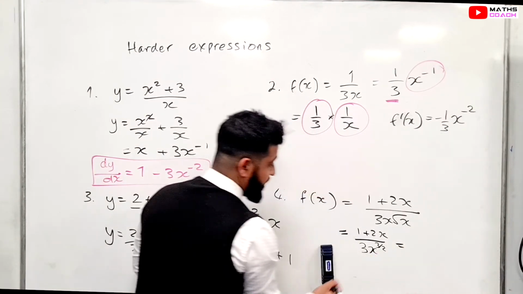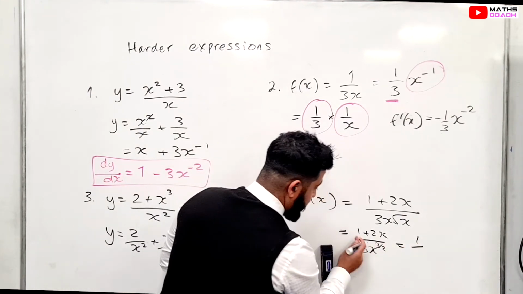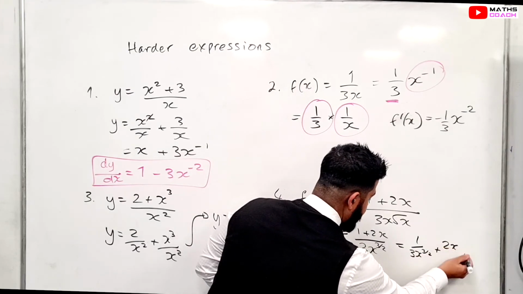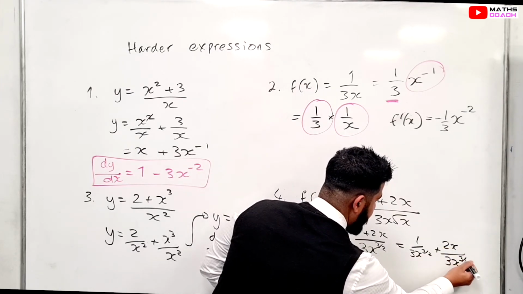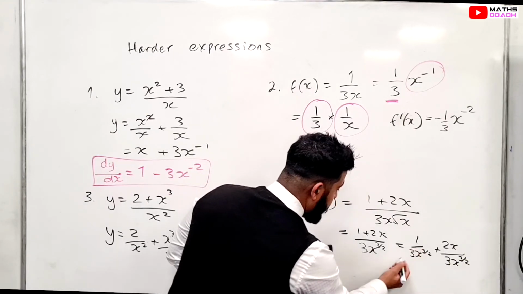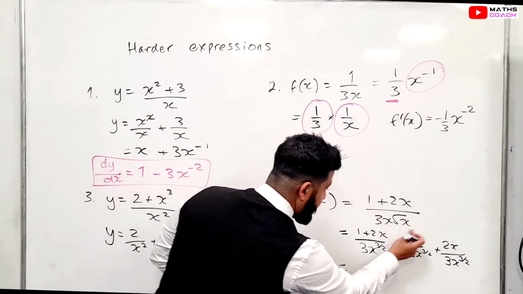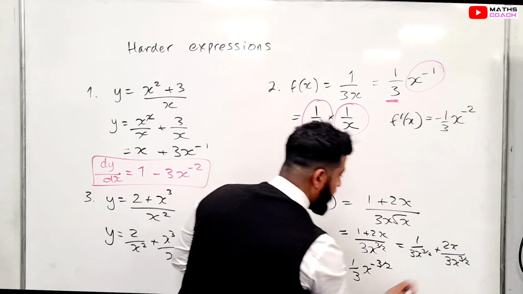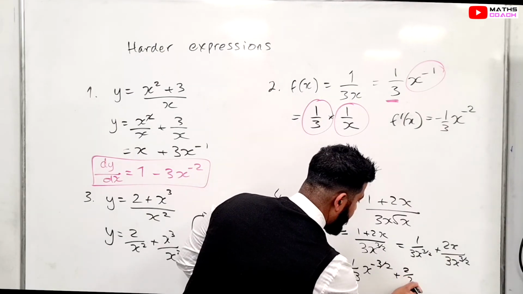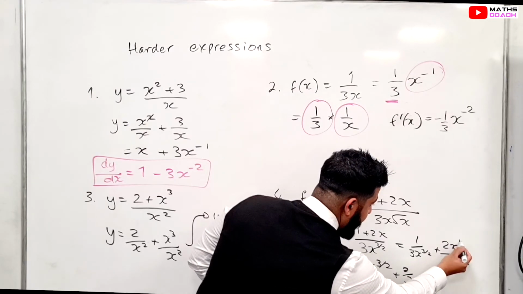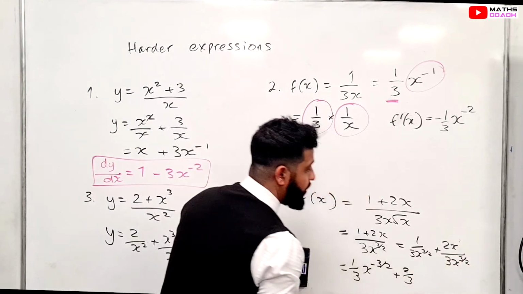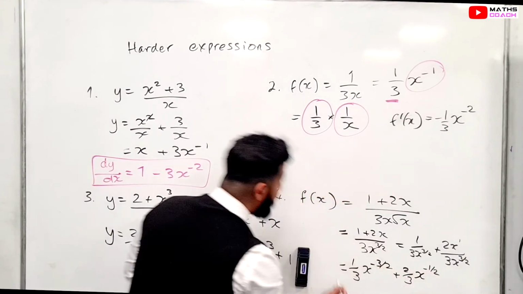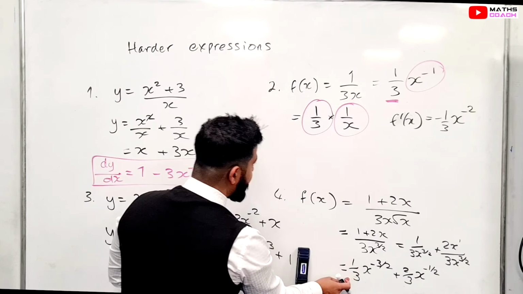Next, we'll split this up as before. So the 1 over 3x 3 over 2 plus 2x over 3x 3 over 2. Now, we can rewrite this as, this part here will be a third x minus 3 over 2. And this one will be 2 over 3. And then 1 minus 3 over 2, which is x minus a half. And we've run out of space here, so we're going to do the differentiation of this up here.